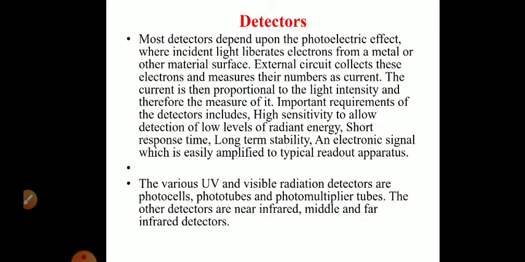Now, what are the various UV visible radiation detectors that are used? Photocells, phototubes, photomultiplier tubes. Photocells or barrier cells are generally used in colorimeters. Phototubes and photomultipliers are generally used in the UV range of a spectrophotometer.